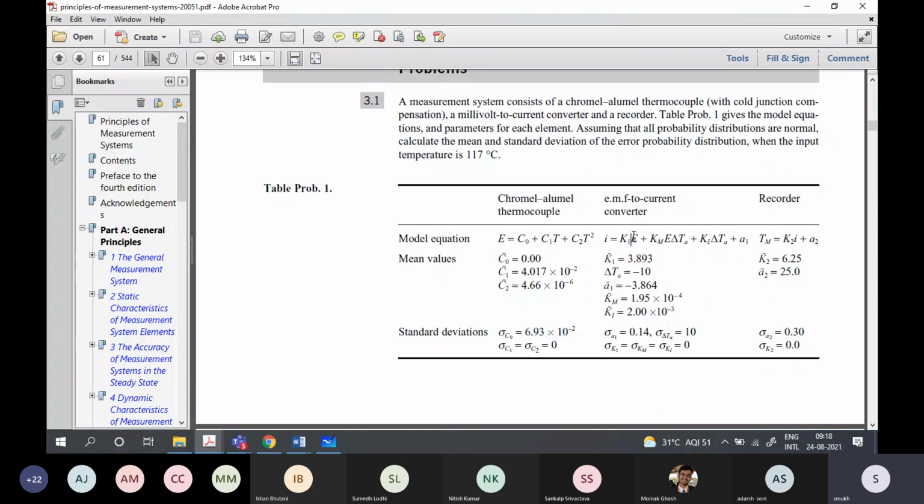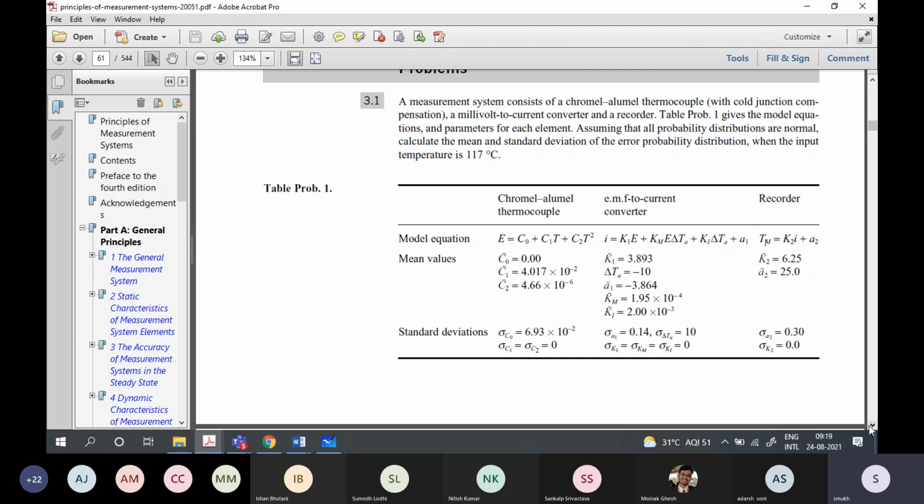sigma square E in this place, and the sigmas of ambient is given, sigma of A1 is given. So all these terms, the sigma of A1 is given, sigma of delta T is given. So then you can calculate sigma square I, and then you can substitute sigma square I here, and already sigma A2 is given, so you will get the final sigma of the measured.